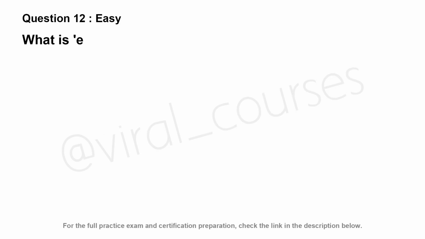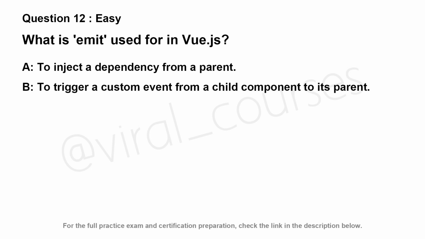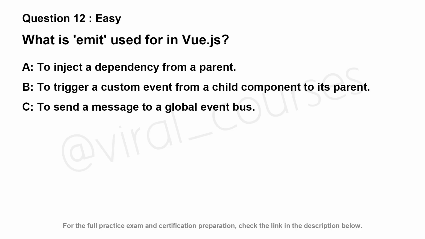What is emit used for in Vue JS? Option A, to inject a dependency from a parent. Option B, to trigger a custom event from a child component to its parent. Option C, to send a message to a global event bus. Option D, to update a computed property.